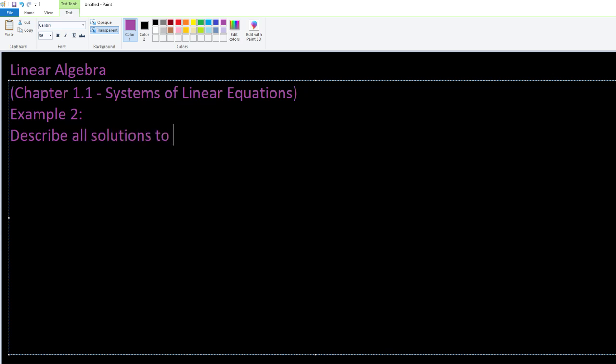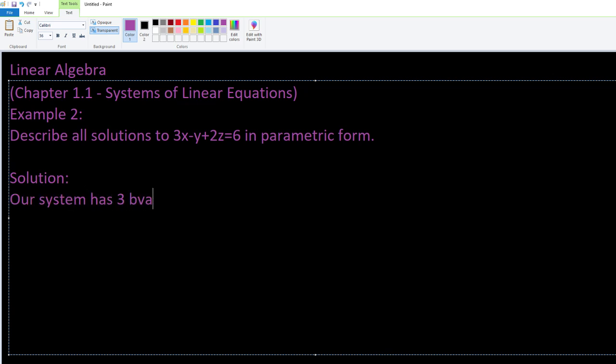Describe all solutions to 3x minus y plus 2z equals 6 in parametric form. So here we have a system. So solution. Our system has 3 variables and 1 equation, and therefore 3 minus 1 equals 2. Let's put this in brackets actually. Therefore, 2 parameters.